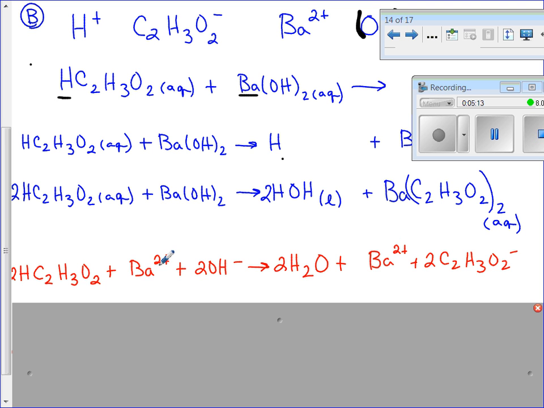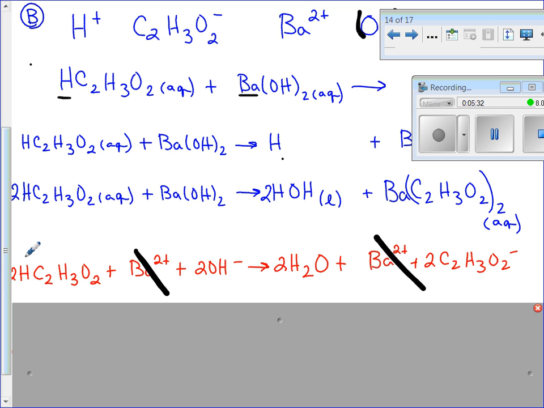So if I look right here, the only thing that I have the same on both sides is the barium ion. That's my spectator ion. I started out with barium plus 2 ions. I end with barium plus 2 ions. So there's no change there. So the barium ion's really not participating in this reaction.